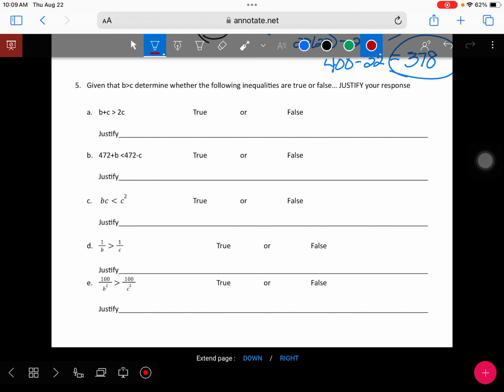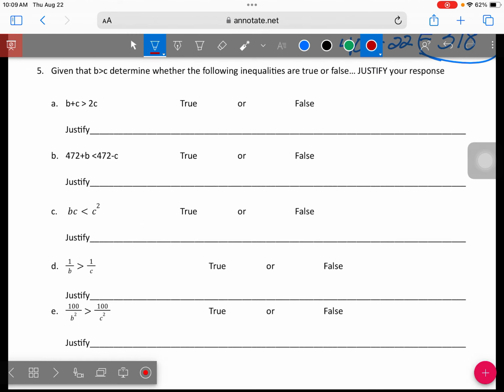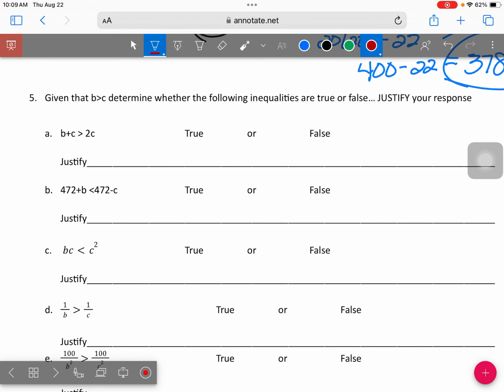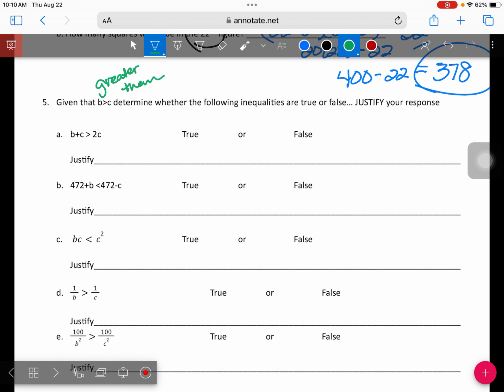Yeah, that's fine. All right, number 5 says, given that B is greater than C, and yes, that is greater than, okay, determine whether the following inequalities are true or false. Justify your response. So, letter A, B plus C is greater than 2 times C. Is that true or is that false?